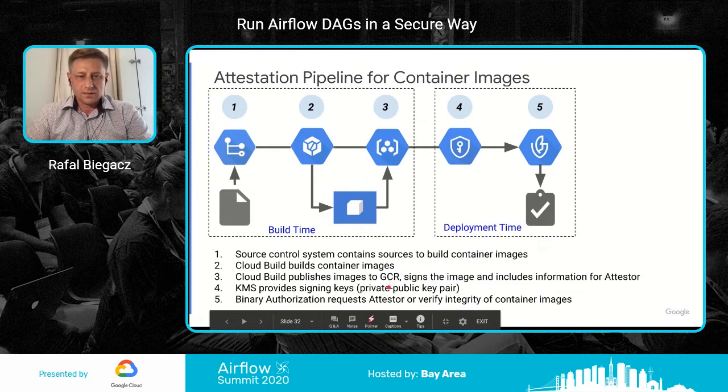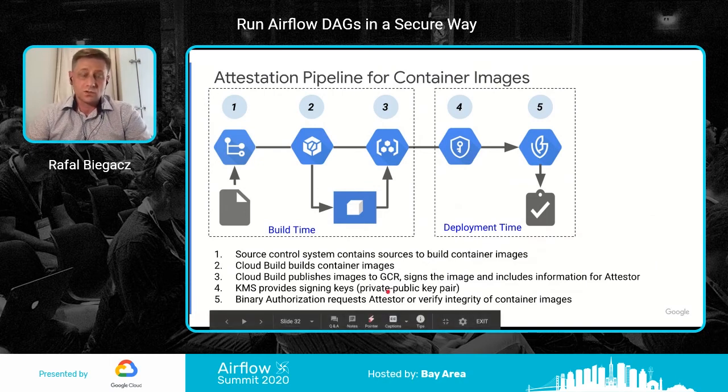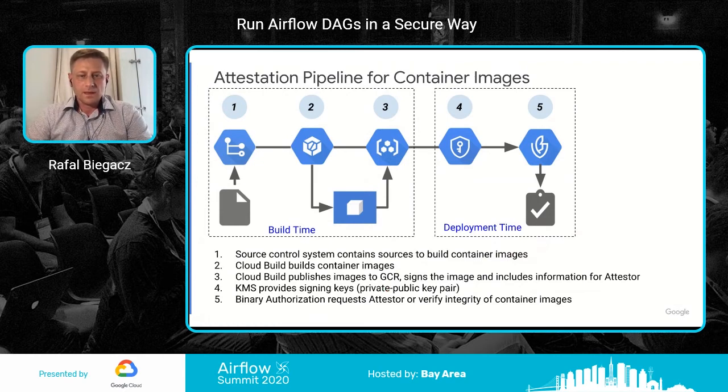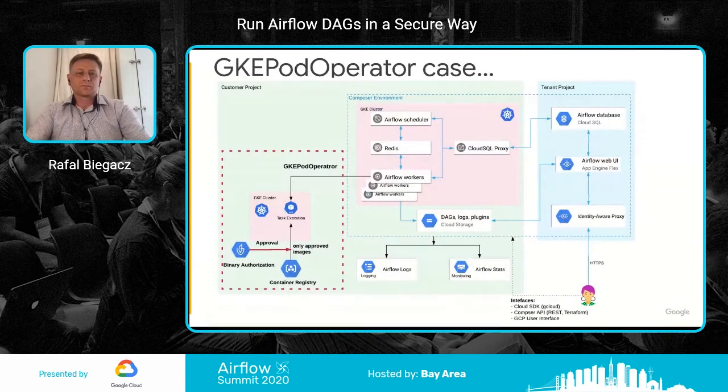We have here also KMS that provides those keys for you. So within KMS, we create signing keys, and the private key is used to sign the images, and Cloud Build communicates to KMS to do that. Once the images are signed, when binary authorization starts checking your container image, it discovers which attestor should be used to attest your image, and it passes the action to the attestor, and the attestor verifies, for example, the integrity of the container image.